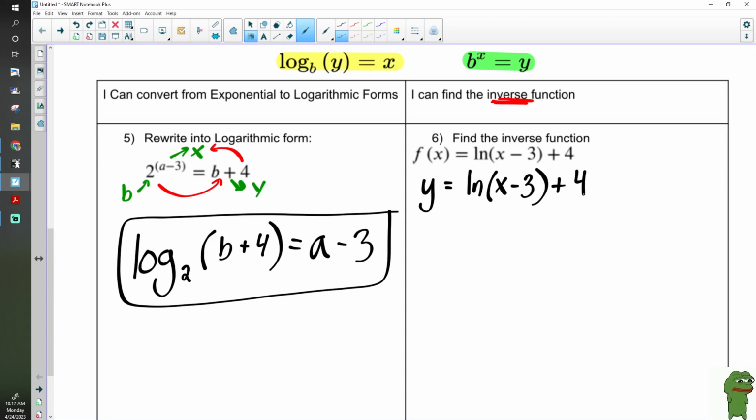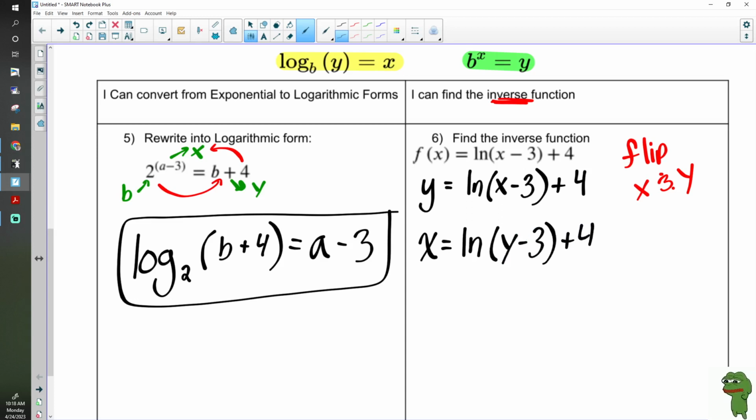Now, because we're finding an inverse, before we turn this into an exponential, we want to flip the x and the y. We're just going to flip their spots. Inverse functions, all your x values become y values, and all your y's become x's. So by flipping them in the equation, it does that for us. So x equals ln(y minus 3) plus 4.